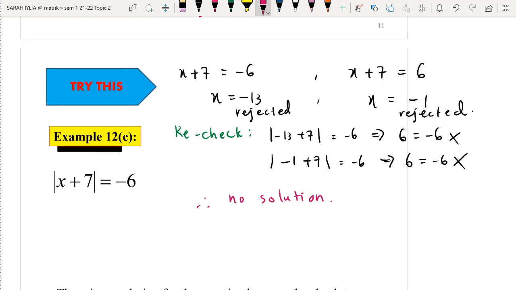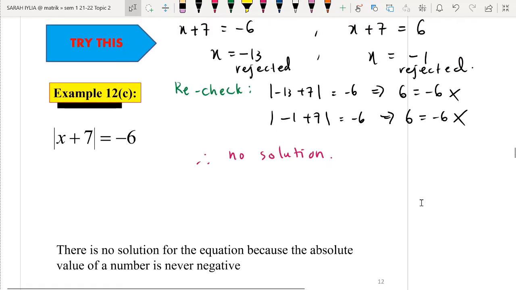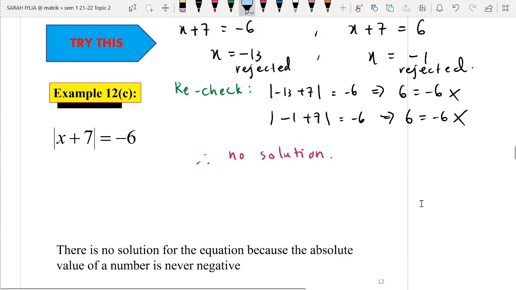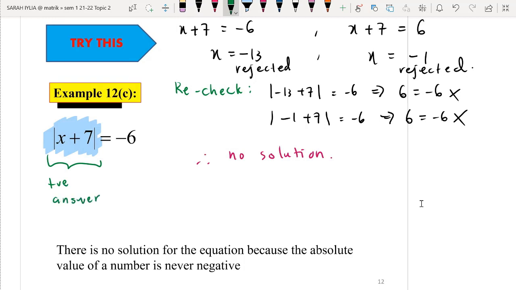Okay, tapi ada lagi satu option yang kalau kita tak payah buat jalan kerja pun, kita dah tahu. Okay, kenapa kita terus tahu benda ni soalan no solution? There is no solution for the equation because absolute value of a number is never negative. Okay, apa dia maksudkan kat sini? Dia kata, bila kita ada absolute value, contohnya kat sini, bahagian kanan ni ada absolute value. Okay, apa purpose absolute value tadi? Dia akan sentiasa bagi positive answer. Apa-apa kita substitute, lepas tu dia confirm akan auto positive.